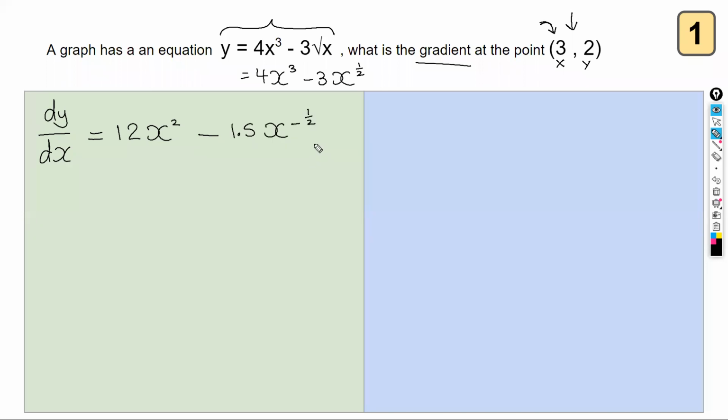How many people got that expression? Because if you get the expression wrong, then everything else is going to be wrong from there. Now, you want to find the gradient at (3, 2). So you're pretending the x value is 3.